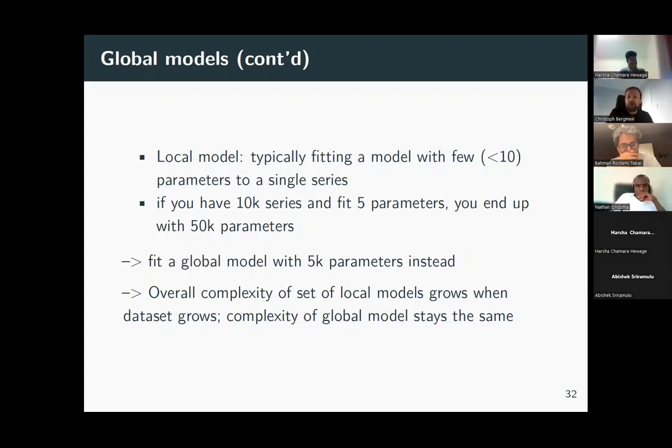But now you have one model with 5,000 parameters. So it's a quite large and complex model. Now the idea is obviously that the complexity in local models grows when the data set grows, because for every new time series you fit a new model, you get, let's say, 5 new parameters. So it grows, whereas the complexity of a global model can stay the same, right? You can just add more series and train the same model.